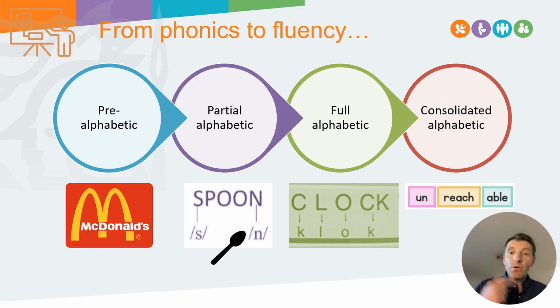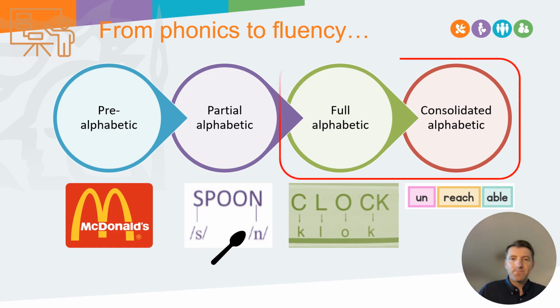And it's important for us as teachers to know what those phases are and where our learners sit on that journey. Because when we're thinking about fluency, there's absolutely no point in trying to encourage a learner to be a fluent reader if they're pre or certainly partial alphabetic. They're still decoding at a granular level. They're not able to start being fluent yet.